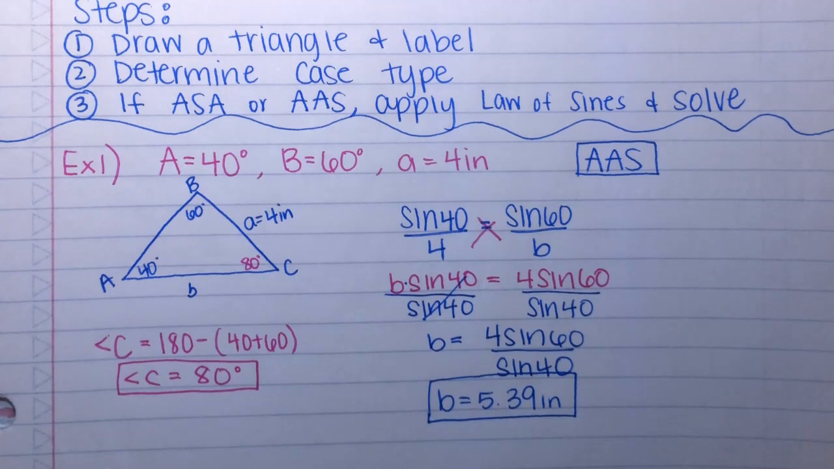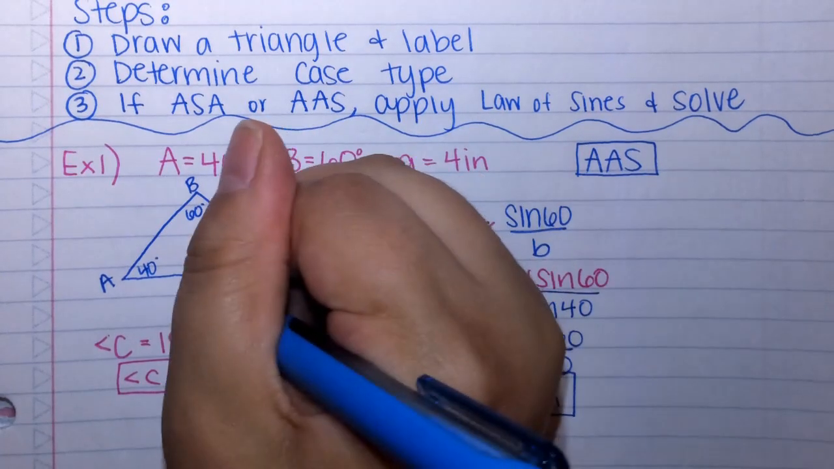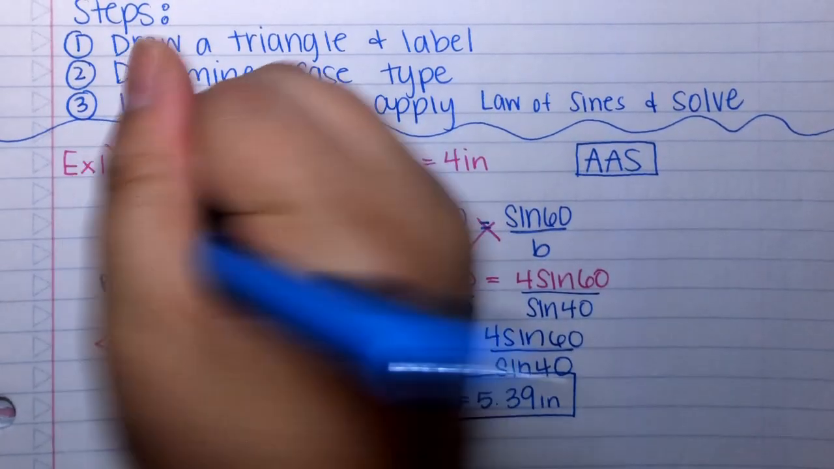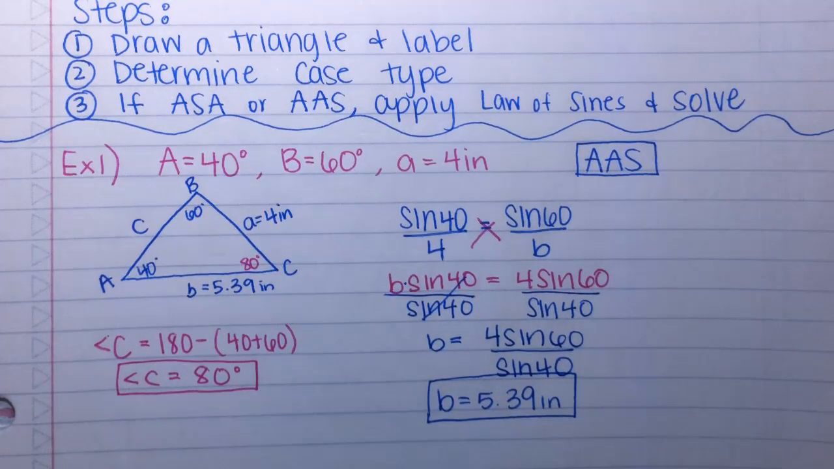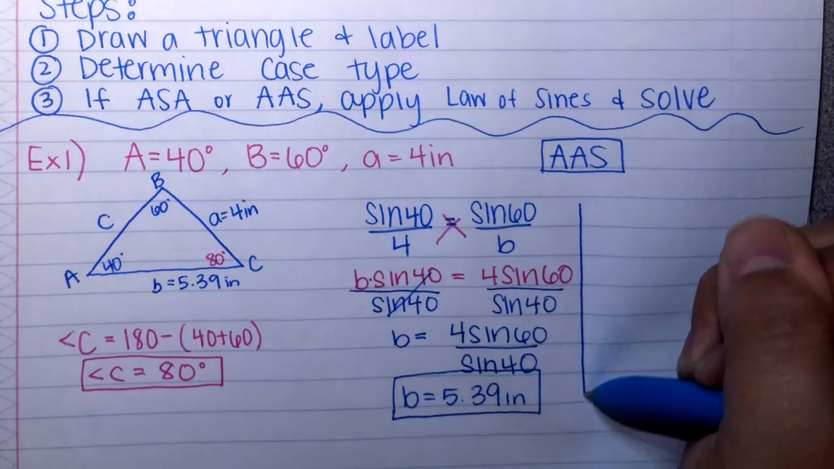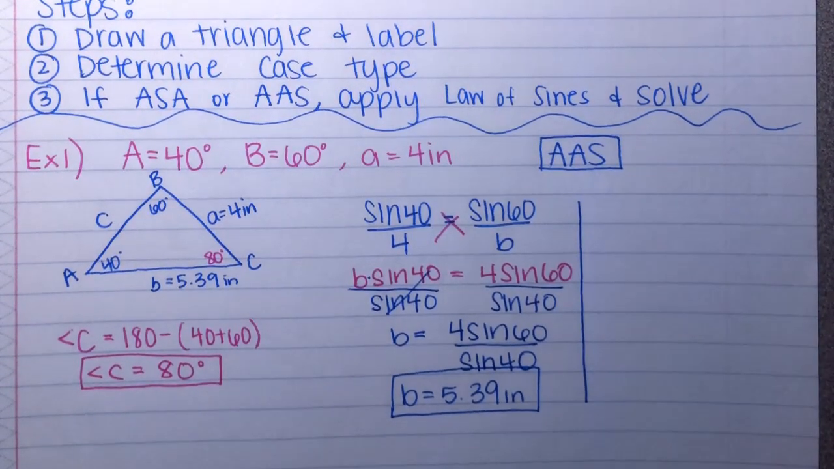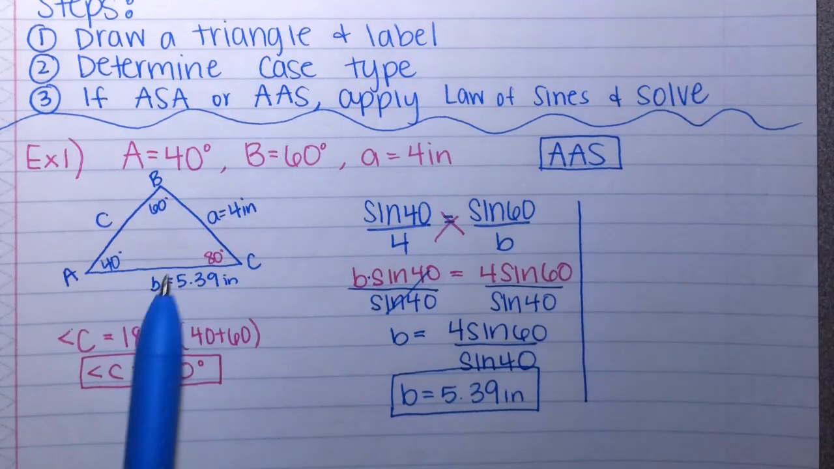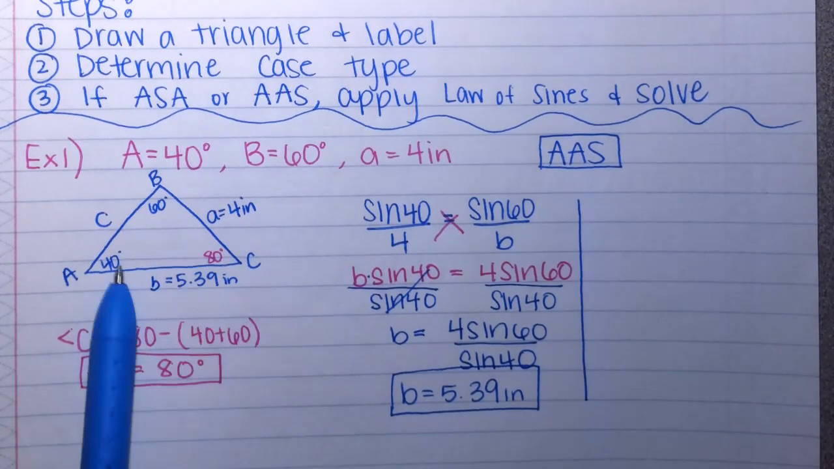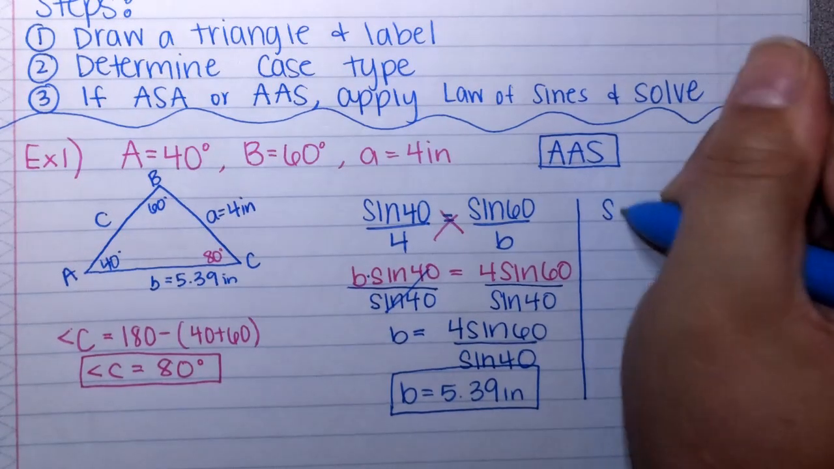Questions? All right. So we found B, 5.39. How do we find side C? We're literally going to do the exact same thing, except this time we're going to be using C. I still am going to be using 40 and 4. All right? I'm still going to use that one.